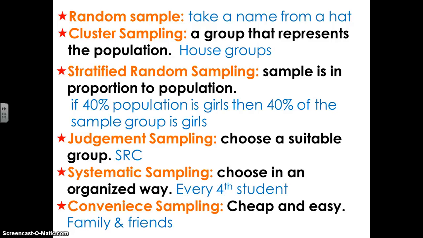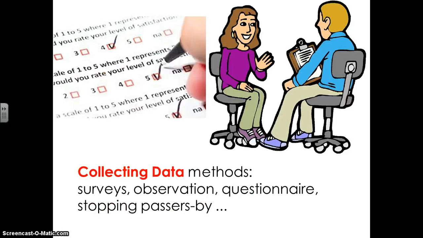Judgment sampling, you might choose a particular group like the SRC. Systematic sampling is when you choose a system in how you choose the people that you interview. So maybe every 4th student that walked through the gate in the morning. Convenient sampling, well, we use that often because it's cheap and easy, and that could be just asking your family and friends.